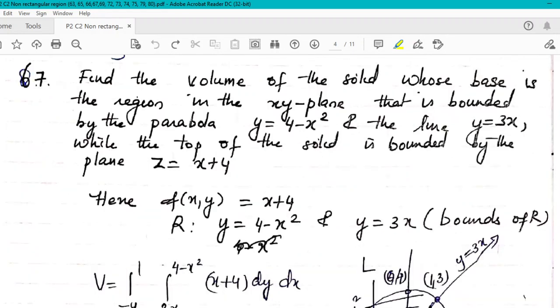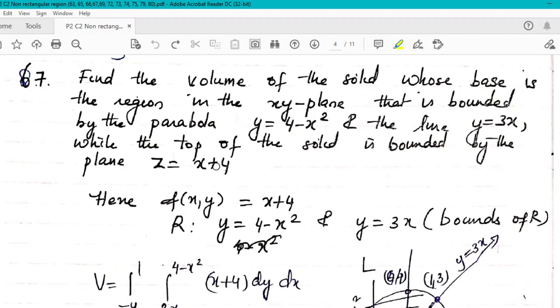So next we are going to solve question number 67. Find the volume of the solid whose base is the region in the xy plane that is bounded by the parabola y equal to 4 minus x square and the line y equal to 3x, while the top of the solid is bounded by the plane z equal to x plus 4. So we have to find the volume of a solid.